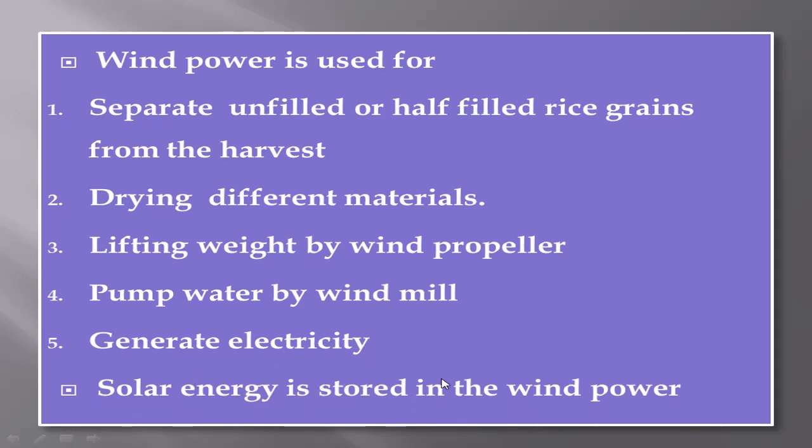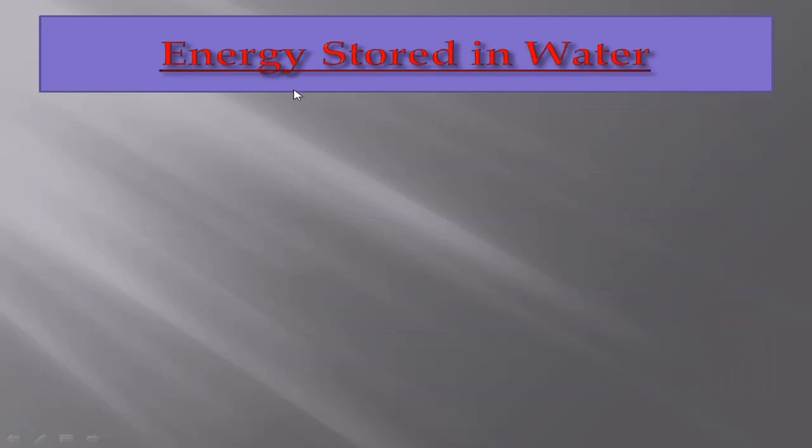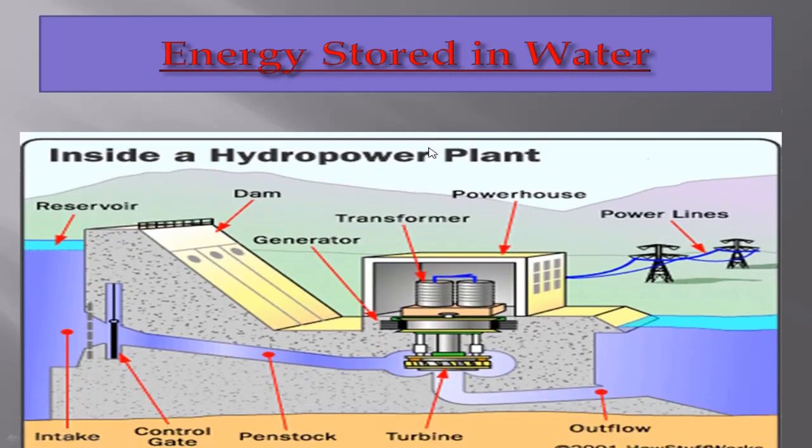Solar energy is stored in wind power. In biomass, we have learnt that solar energy is also stored. After that we learnt about fossil fuels, in which solar energy is also stored. Now we are learning about wind power, which also stores solar energy. Now we have learnt about wind power. Then we will go on to learn about energy stored in water.